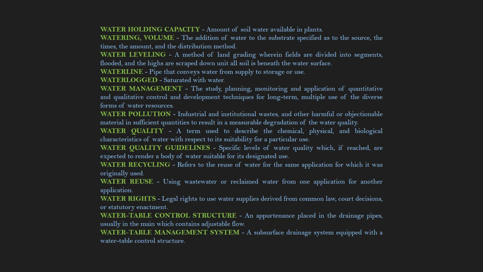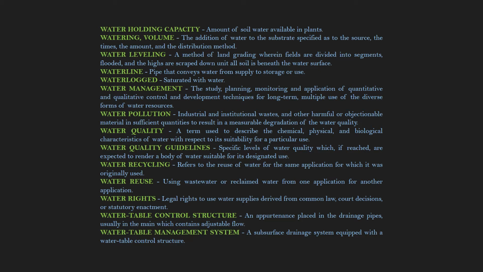Water leveling. A method of land grading wherein fields are divided into segments, flooded, and the highs are scraped down until all soil is beneath the water surface. Waterline. Pipe that conveys water from supply to storage or use. Waterlogged. Saturated with water.